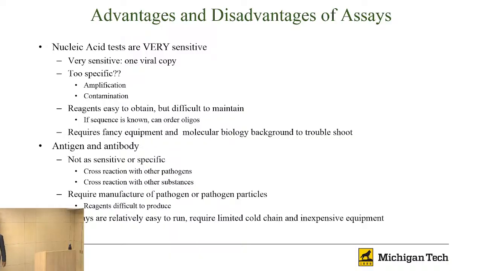It's easy to obtain but difficult to maintain. Some enzymes have expiry dates. You have to make sure you're not using expired chemicals or improperly stored ones. Multiple freezing and thawing damages those reagents, so those are the caveats. Antigen-antibody tests are not as sensitive or specific, and there are also chances of cross-contamination. So basically every assay has pros and cons, like limitations, and you have to consider that when you run an assay.